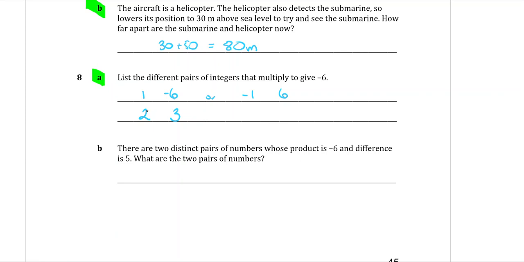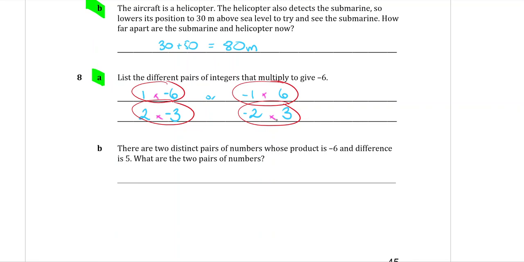It could be a +2 and a -3, or it could be a -2 and a +3. So there are 4 pairs. If you were to multiply those 4 options, all of those would give you -6.